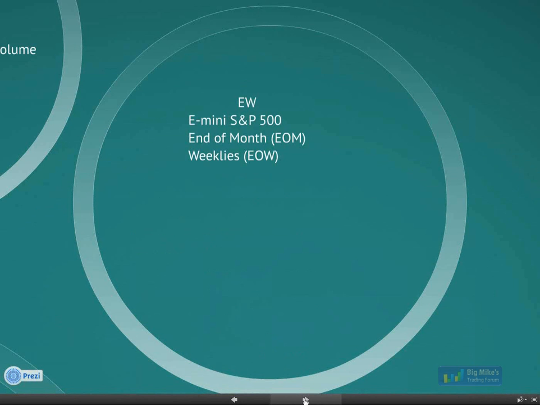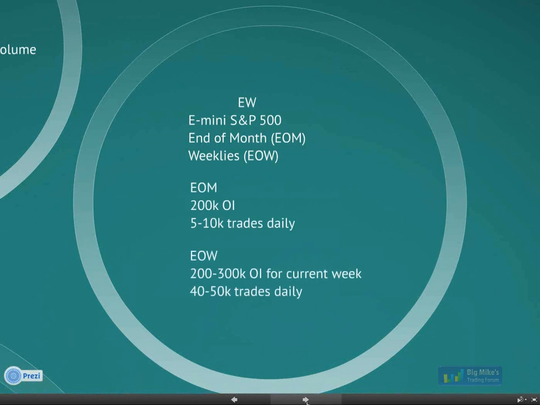The EW contract is the E-mini S&P 500 end-of-the-month contracts, and there are also weekly contracts, so it'd be EW1, EW2, and EW4. The end of the month has about 200,000 open interest with 5,000 to 10,000 trades a day. The end-of-the-week ones will get up to 200,000 to 300,000 open interest for a week, and there are 40,000 to 50,000 trades daily for the week that's currently being traded, the close-in one.